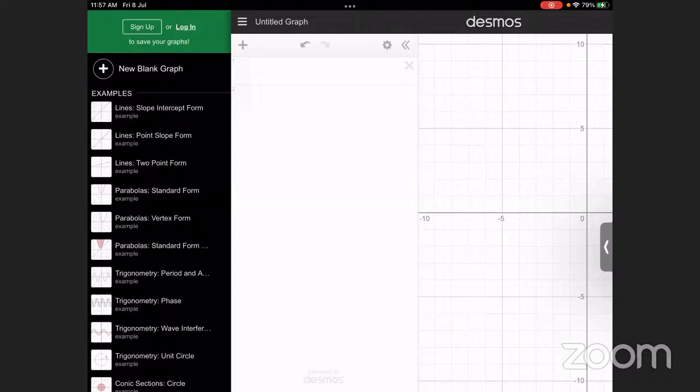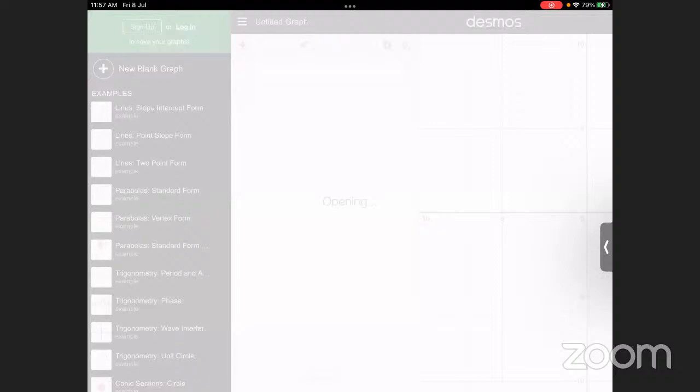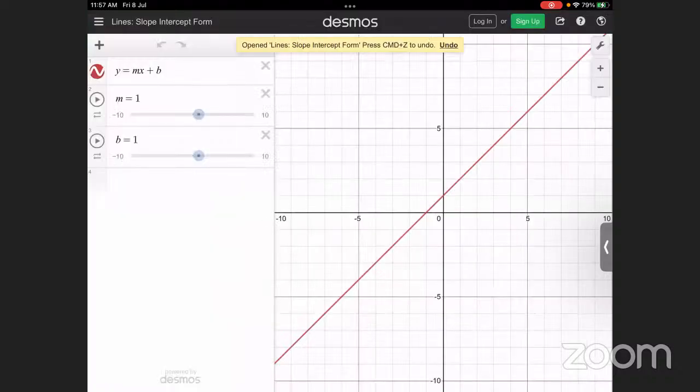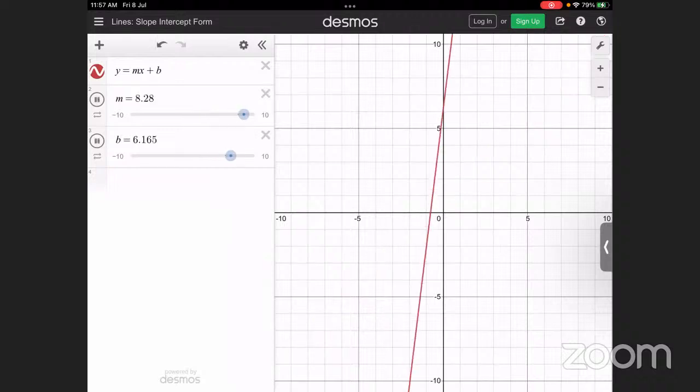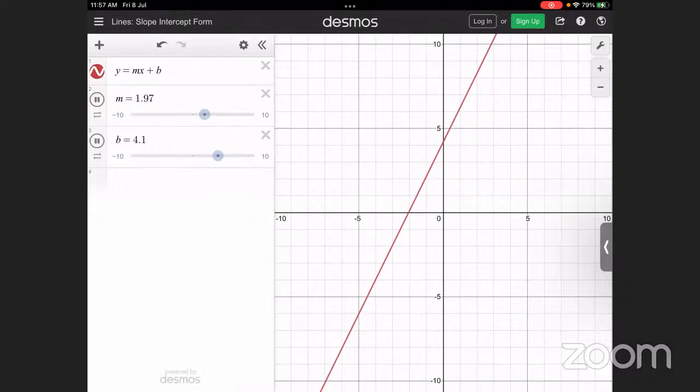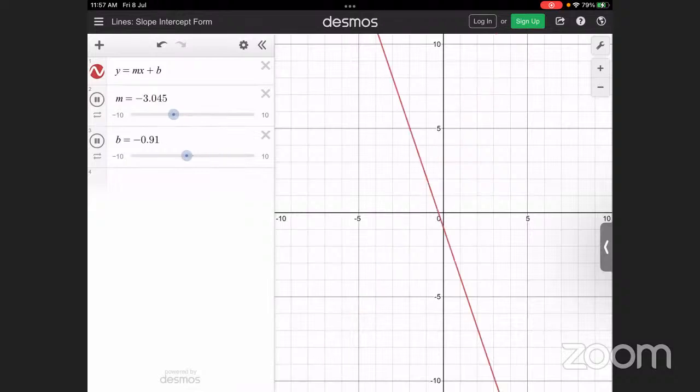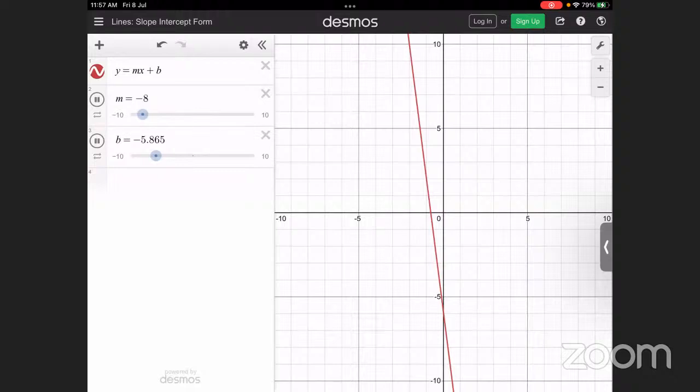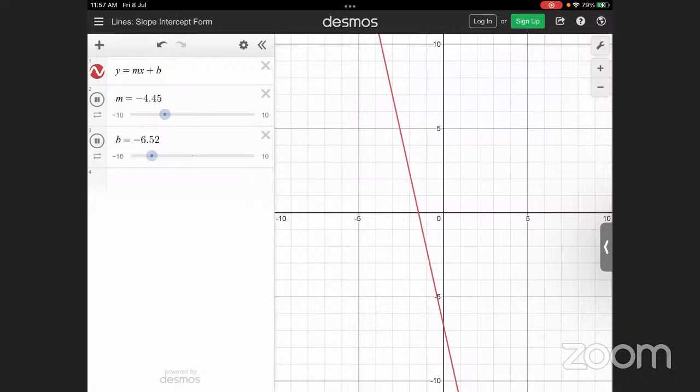Lines, slope intercept form. So if I take this lines slope intercept form, the slope changes from -10 to 10, and the y-intercept b changes from -10 to 10. How do these lines change? You can just make this out. This is the way these lines are going to change. Okay, you can see this so easily. This is pretty easy to understand.